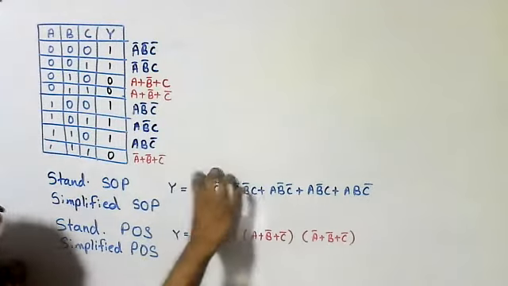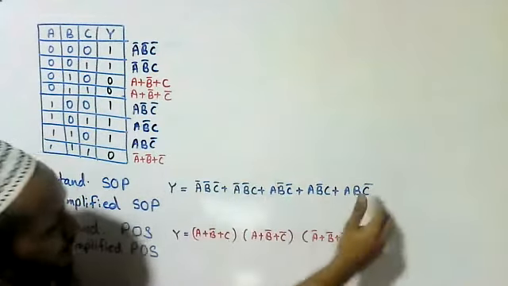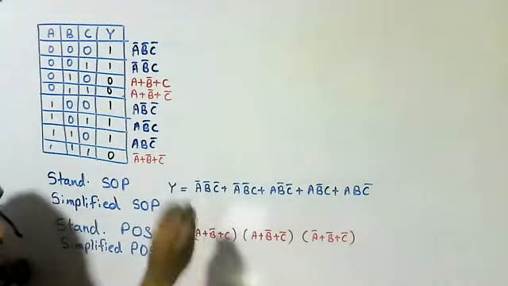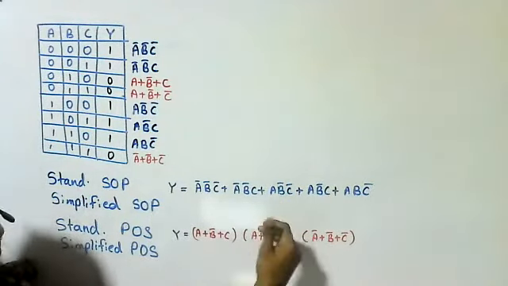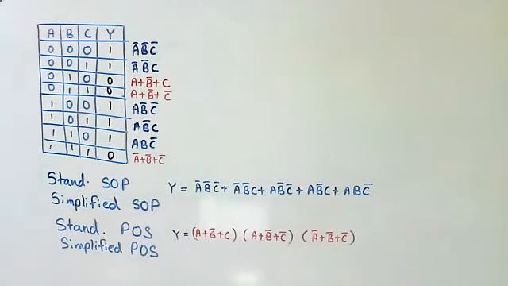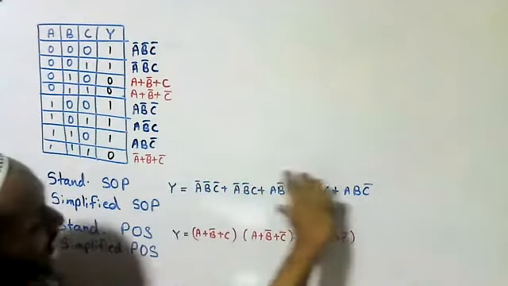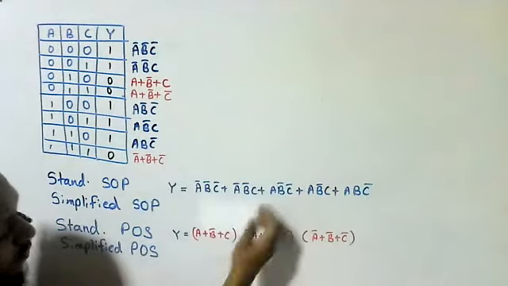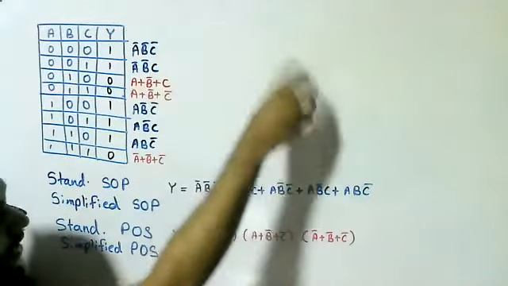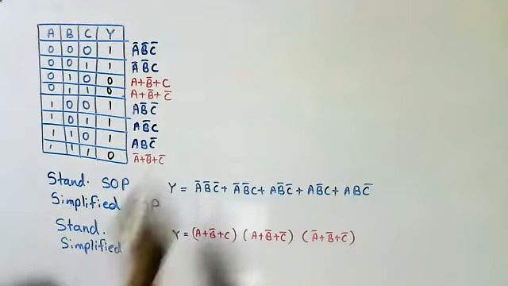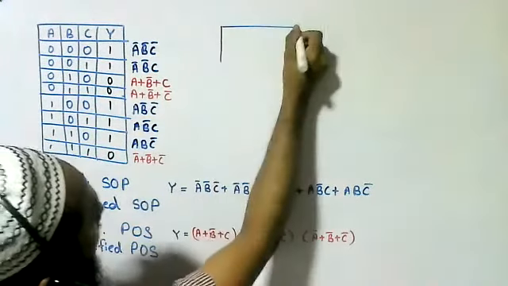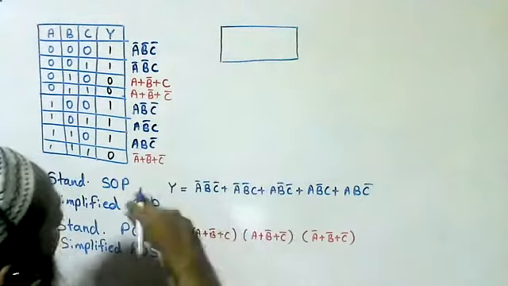We can also simplify this standard SOP expression using Boolean algebra laws. Actually, it is difficult. Sometimes we get confused while simplifying using Boolean algebra laws, and sometimes we have problems. Because of that, it is very easy to go for a Karnaugh map, and we can simplify it using a Karnaugh map. Even the POS expression we can simplify using a Karnaugh map, right? I'll draw a Karnaugh map to simplify the SOP expression first.